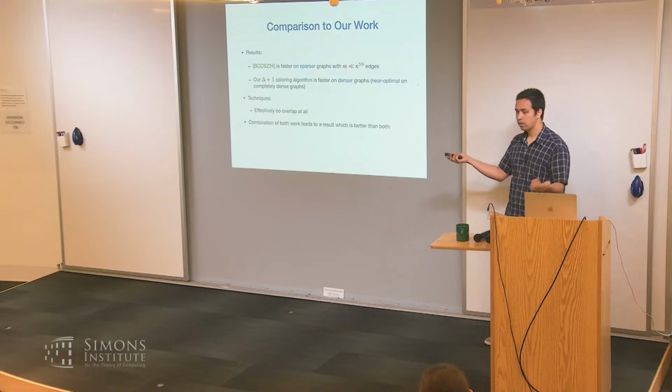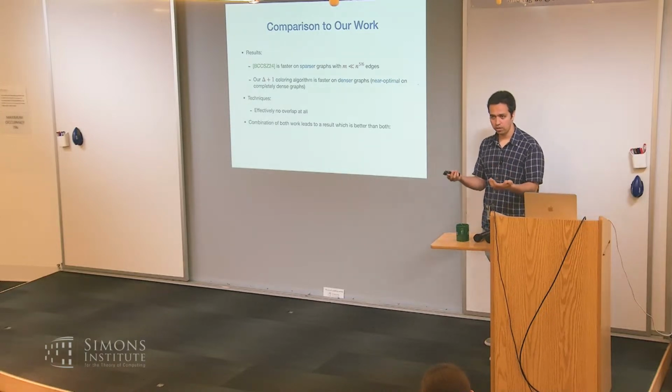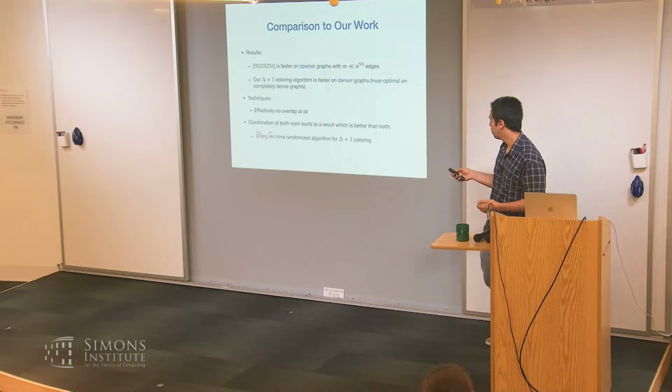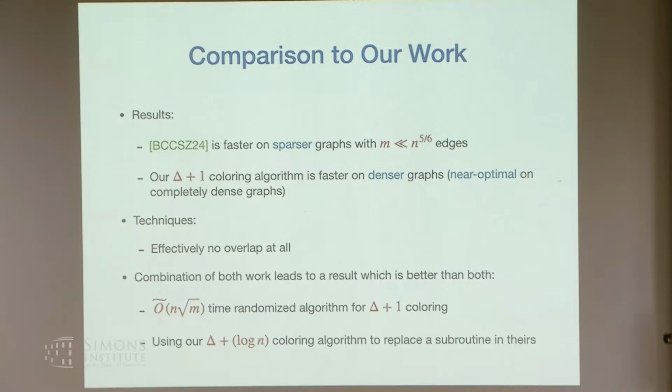And it turns out you can combine both of these works together to get something which is strictly better than the minimum of both runtimes. You can get an n root m time algorithm by combining both of these works. And the way it works is that we use our delta plus log n coloring algorithm as a subroutine in something they had. You just replace it and you get n root m time. And this was an observation both of us made in a quick discussion, both groups, I guess, 5 people.